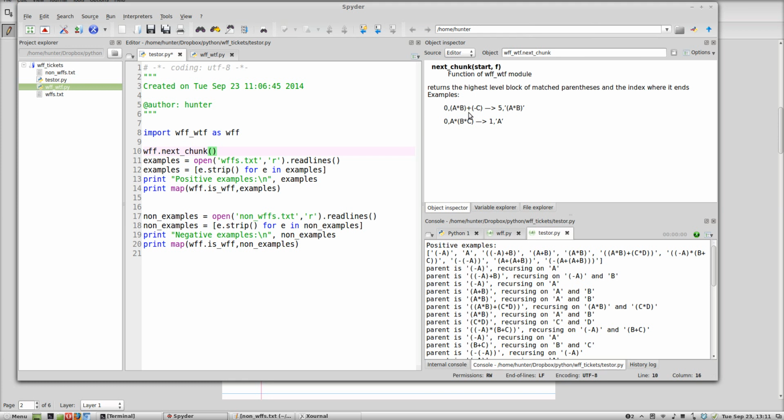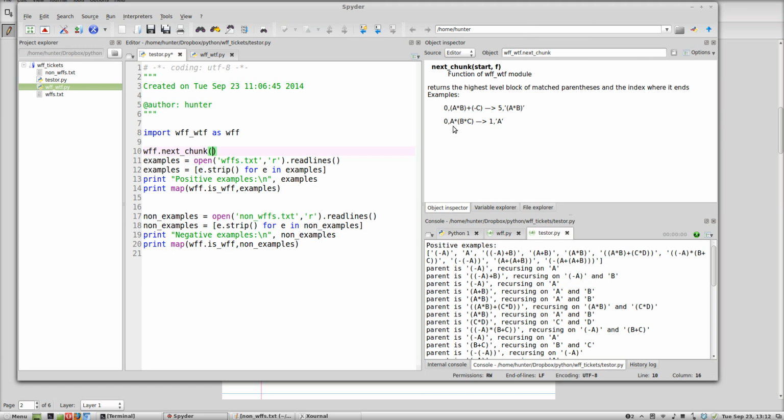So what next chunk does for me is it recognizes that maybe it's of the form something disjunct something else, and it just returns the first chunk. And so if I run it again on what's left, then I get the next chunk, and that's how I'm writing code to parse these things. Here's another example of what it returns.